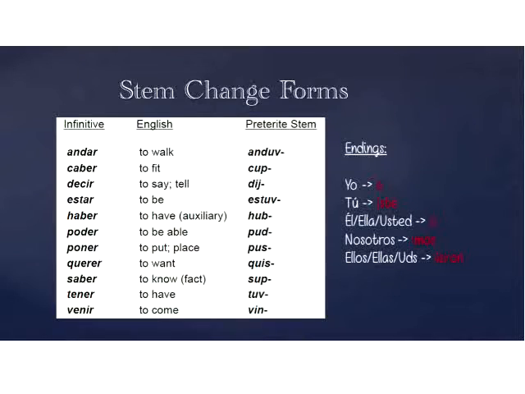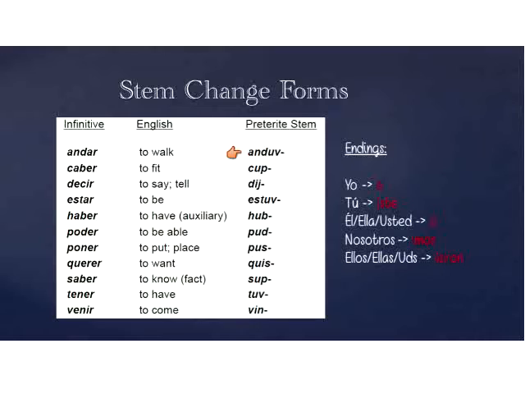So first we're going to talk about the stem change forms. The verbs listed here on the left are ones that change in the stem, which means the beginning part of the word. Not just the ending, the AR, ER, IR, but the actual beginning part of the word. So notice that andar becomes anduv, caber becomes cup, decir becomes dij, etc. You can see that all these verbs on the left have a strange stem here on the right.